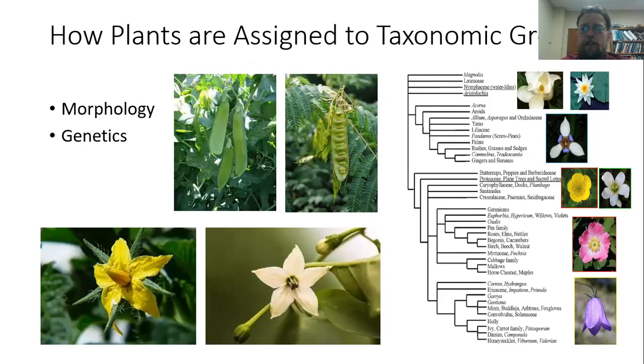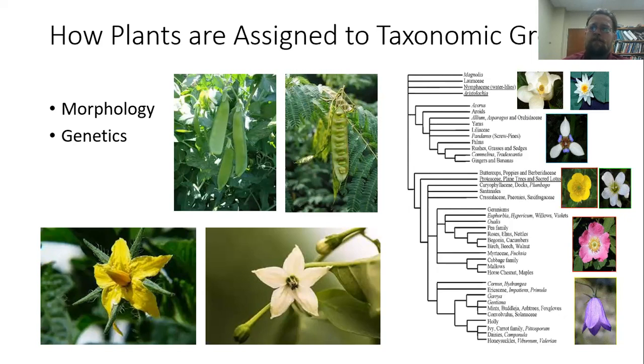So for example, if you look at the two pictures down in the bottom there, those are two flowers from the family Solanaceae. One of those is a tomato flower, one of them is a pepper flower. And you can see, looking at those flowers, that they have a lot of characteristics in common. The numbers of the petals are very similar. The structure of the flower is very much the same.